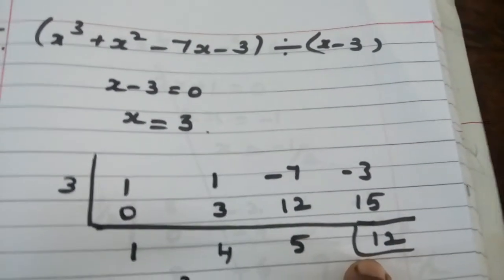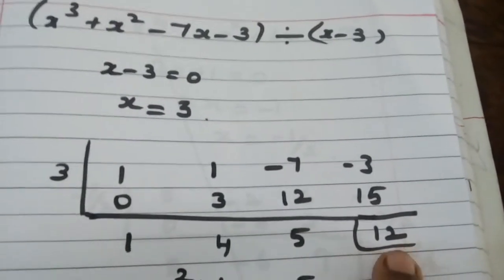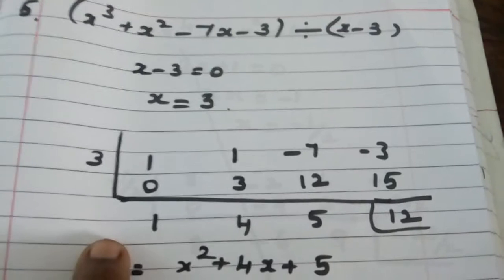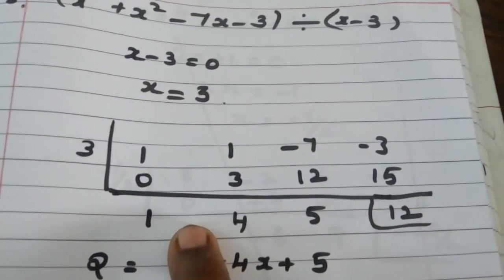Is it clear? So we got this to be the remainder, because here the question is find the quotient and the remainder. This is your remainder. And what is your quotient? You are going to write this to be the equation form.